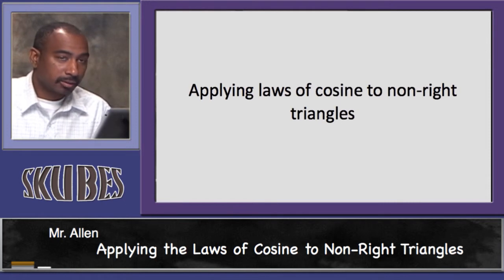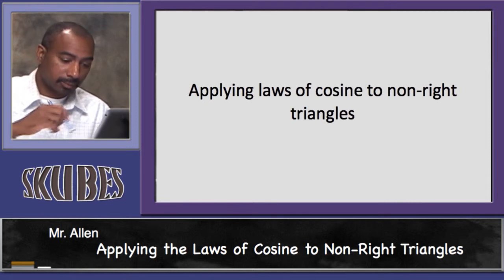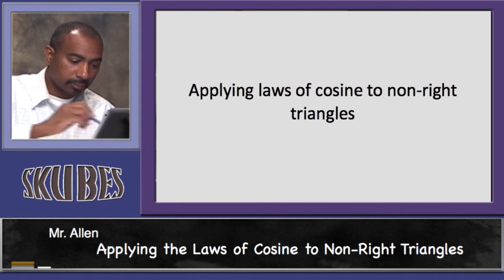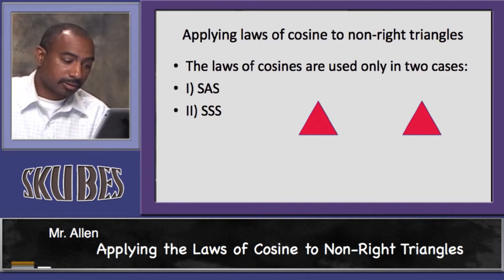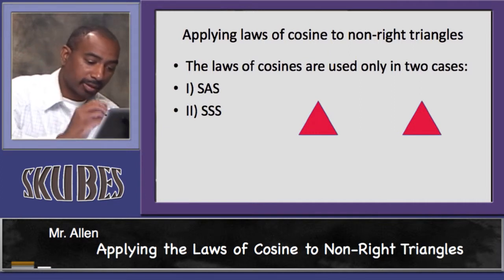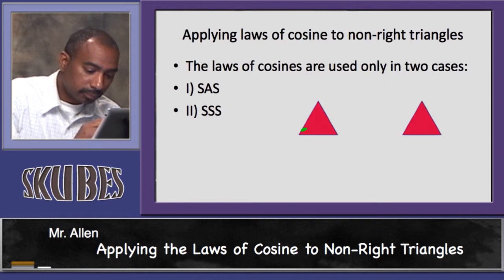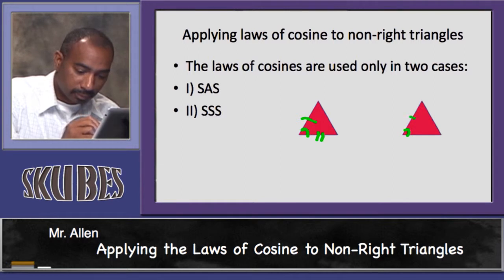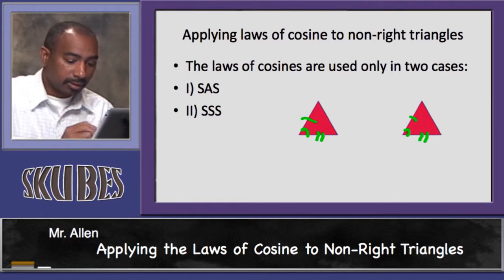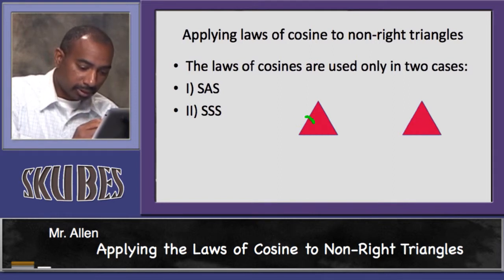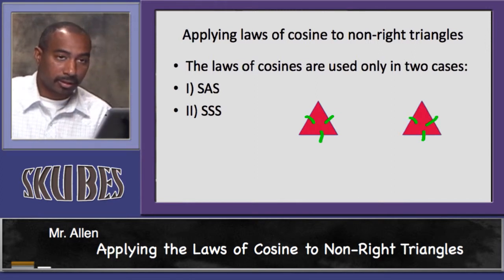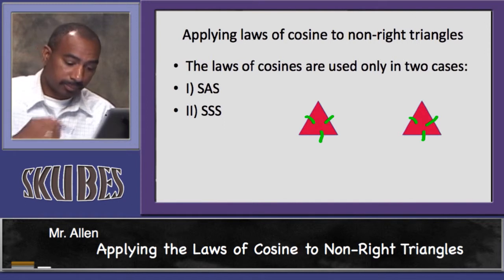This lesson is about applying the law of cosines to non-right triangles. The law of cosines is only used in two cases: side, angle, side, which is when you have this case, and the other case is side, side, side, where all the sides match up. If you have those two scenarios, then you can apply the law of cosines.